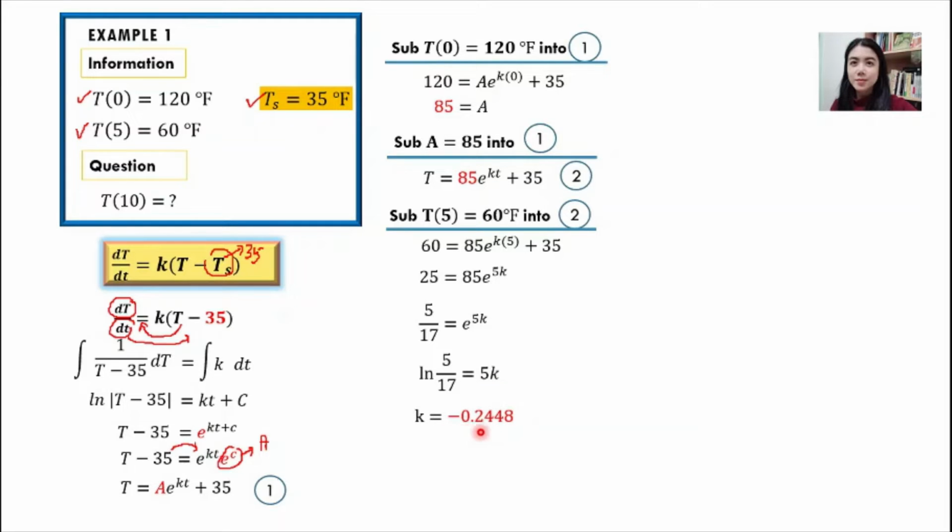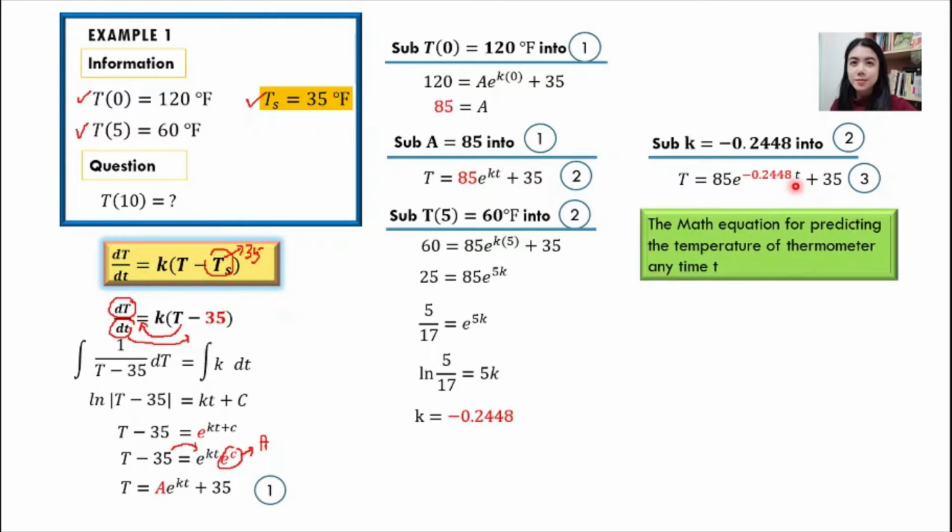So once you obtain your value of k, you're going to substitute into your equation number 2. If you substitute, this is what we have. Let's just name it equation number 3. This equation number 3 is basically the mathematical equation for us to predict the temperature of the thermometer at any time t. So now we're going to use this mathematical equation in order to answer these questions.